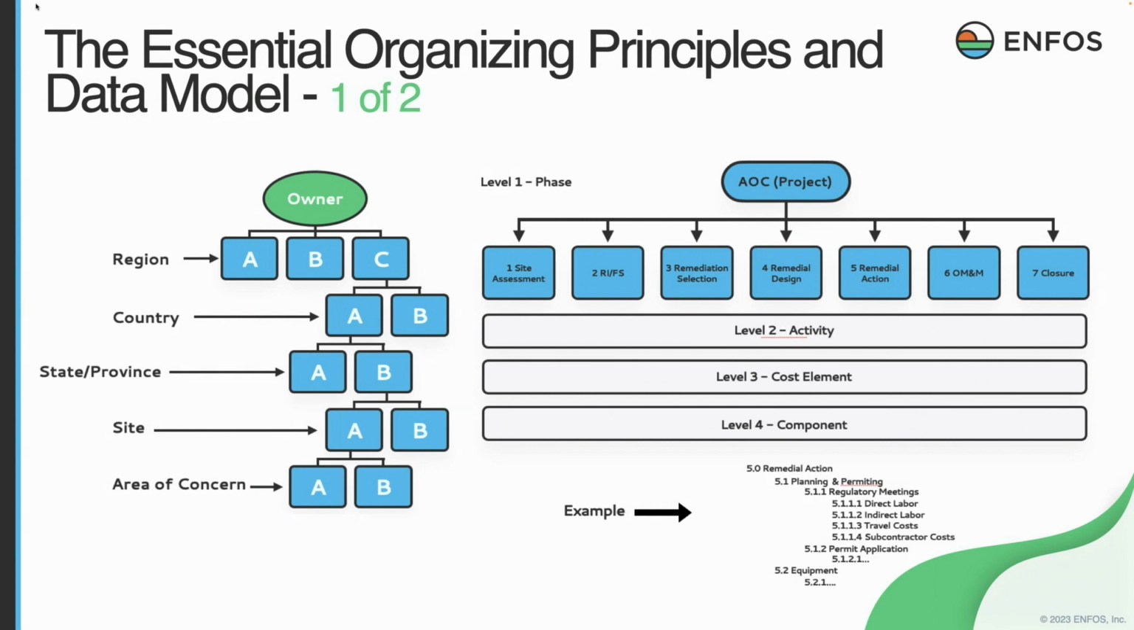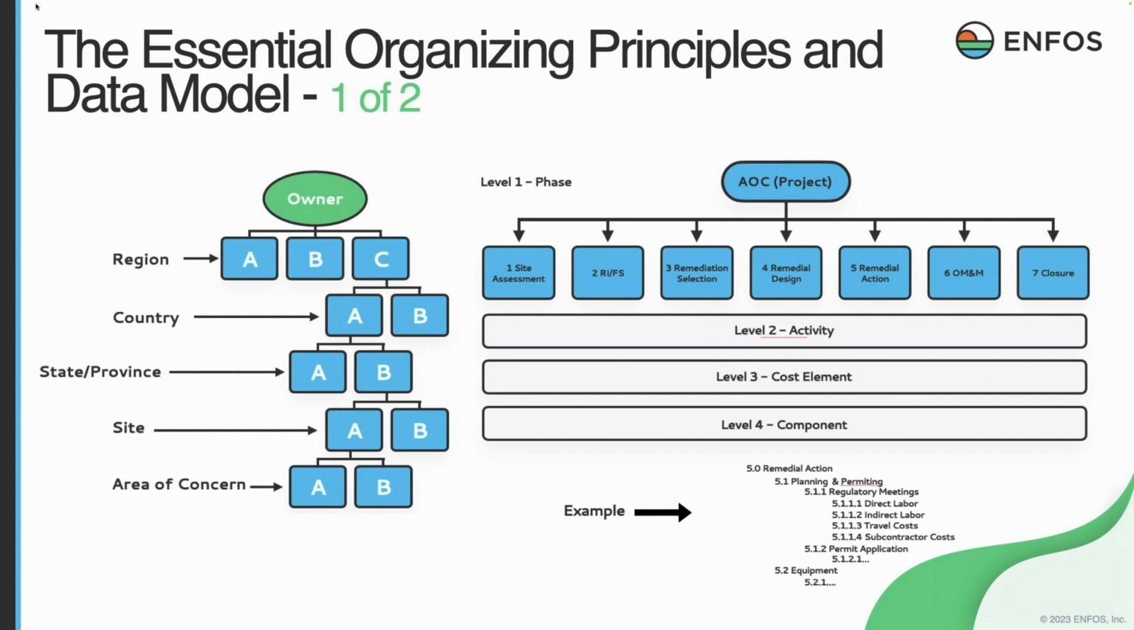So in this example, we have site A, and it has two AOCs, AOC A and AOC B. These have their own life cycle. So moving to the right-hand side, you can see that if that's AOC A, the project, it's going to move through the pretty traditional or classical remediation phases, from assessment all the way through closure. And that level within the work breakdown structure is level 1, and that's the phase level. So I've got the AOC, which is the project, and now I can define my planned spend and my actual spend into these phase categories.